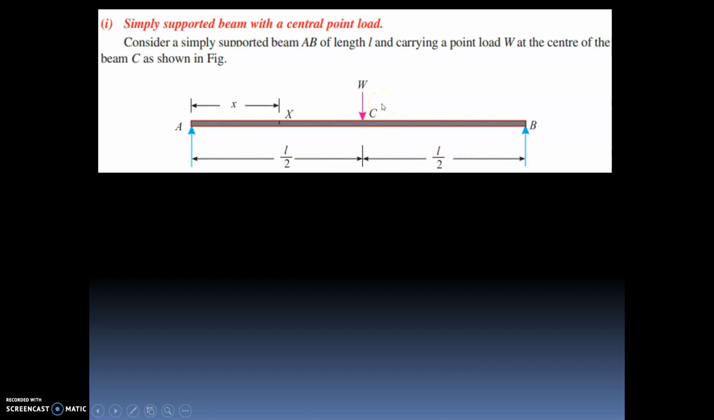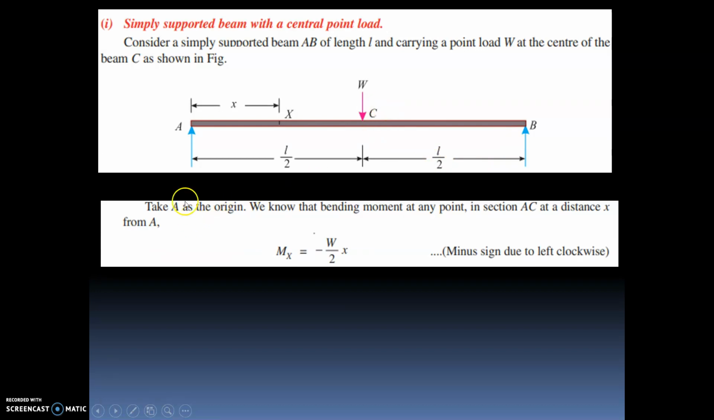Okay, now let us consider taking A as the origin, and consider the bending moment at any point. So now we will consider this section first, the AC section, and let the section be at a distance of x from A. Now at this point you have to find the bending moment. Okay, this is the origin. So how will we write the bending equation at this point? Mx is equal to this.